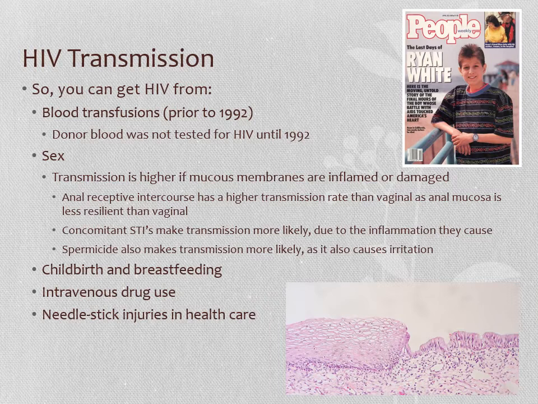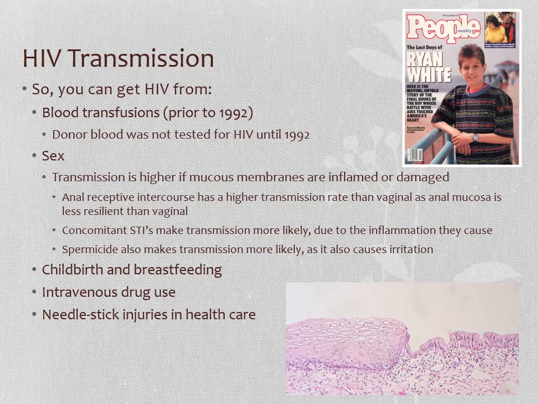But so you could get it from blood transfusions. You can't anymore. Donor blood is now tested for HIV. You can get it through sex, of course, right? And your likelihood of getting the virus, so transmission, is higher if your mucous membranes are inflamed or damaged. You can still get infected if they're intact, but if they're inflamed or damaged, that increases your risk. So for that reason, anal receptive intercourse, anal sex, has a higher risk than vaginal sex because the anal mucosa is a little less resilient than vaginal.